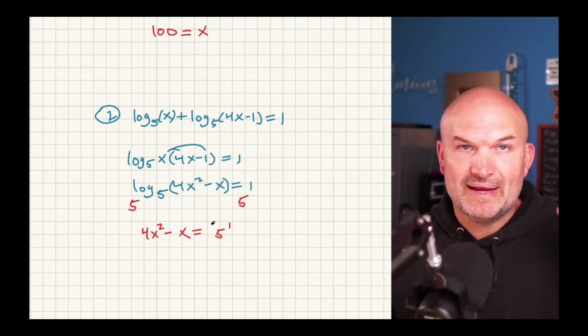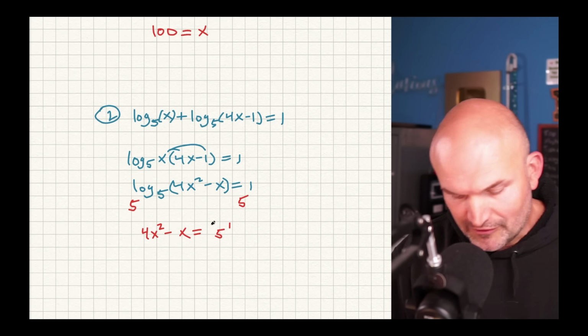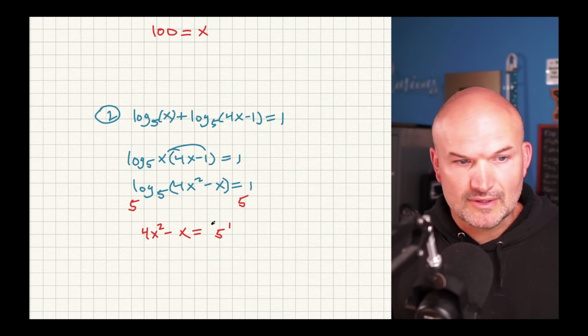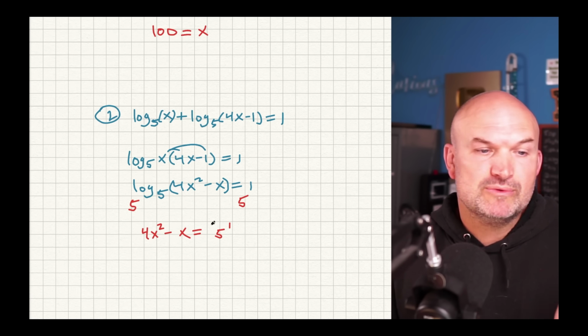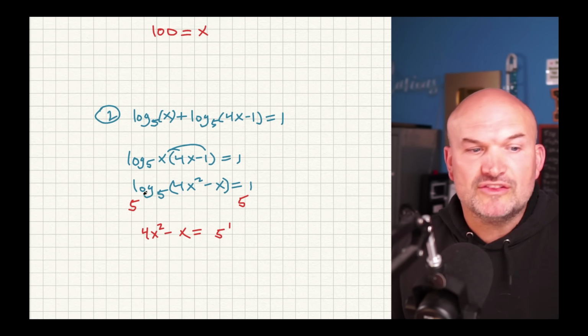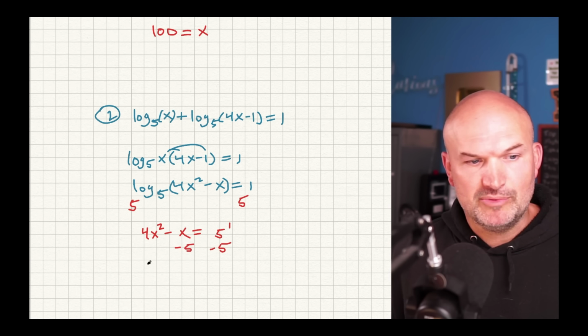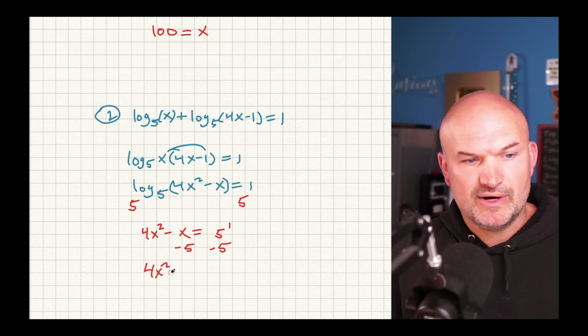And ladies and gentlemen, when we have a quadratic, if we're going to use the quadratic formula, completing the square, or factoring, we have to make sure we set it equal to 0. That means get all the values over to the same side. So I'm simply just going to subtract 5 on both sides here, and I get 4x squared minus x minus 5 is equal to 0.